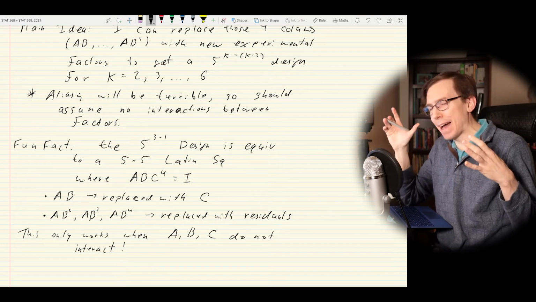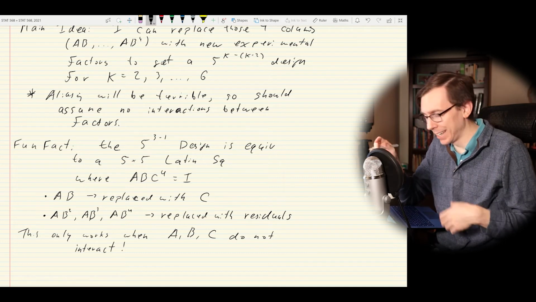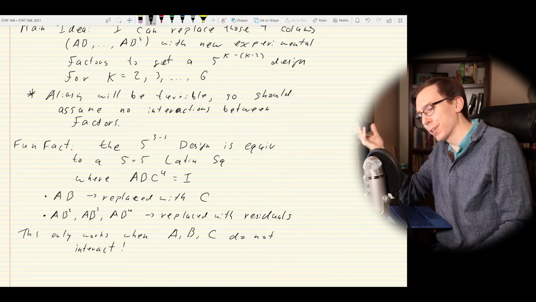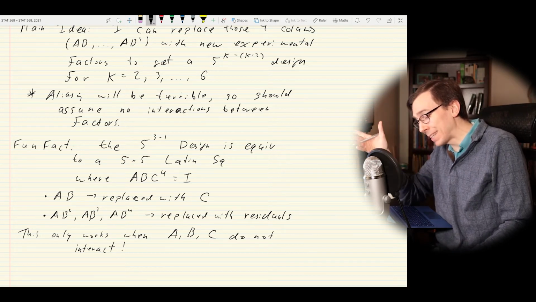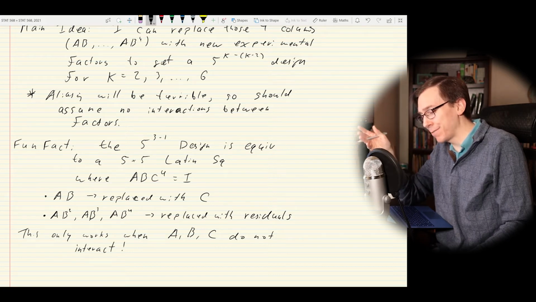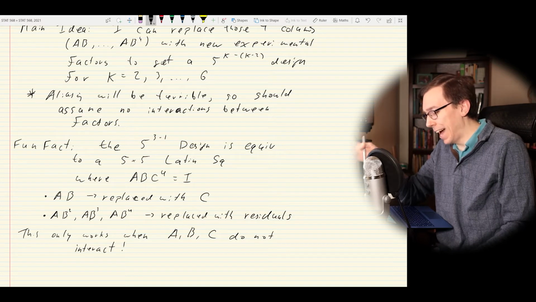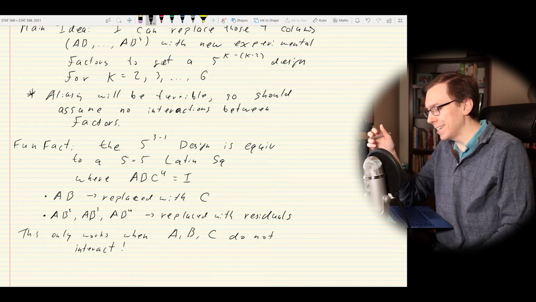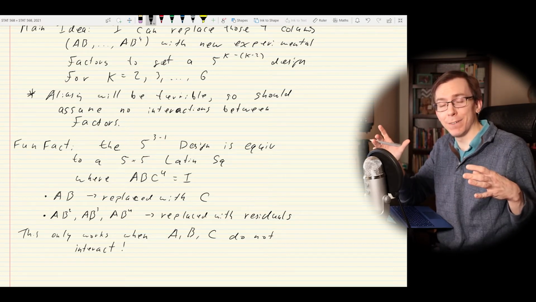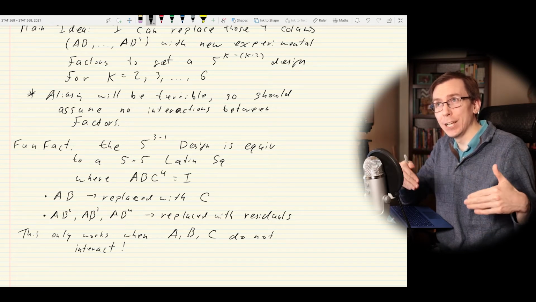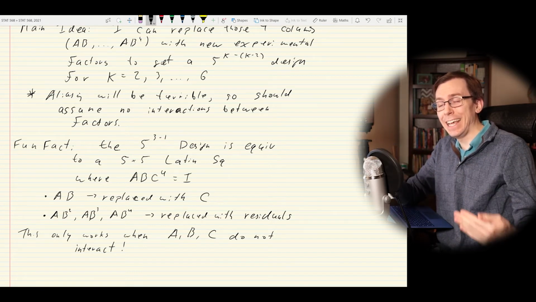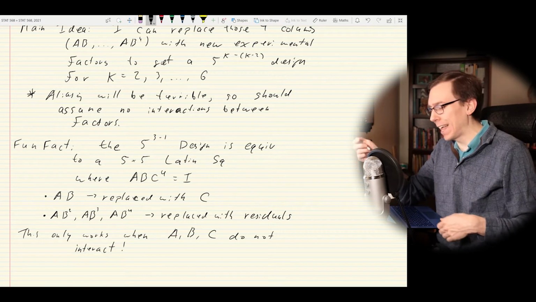Now, mathematically, we're doing the exact same thing. It just depends on how you interpret the results. But ultimately, it's the exact same thing. I'm just trying to figure out how to shove a bunch of factors into as small a data set as possible. And I think it's kind of neat, this connection between a 5-level factorial design, the 25-run design, and the 5 by 5 Latin square.